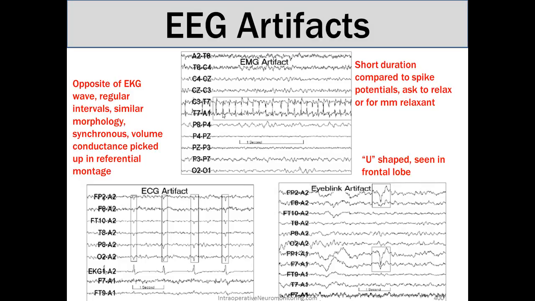We can see this less than rhythmic, different amplitude waveform, EMG artifact, and then this U-shape in the frontal area where the eyeball is when you blink. So the eyeball itself has its own dipole where it rolls up into your head as you close your eyes and then back down as you open it, which causes that U-shape.